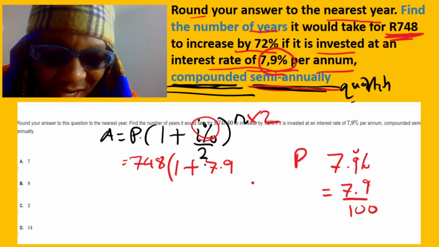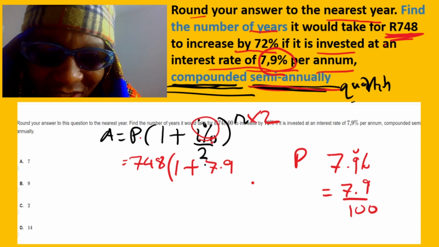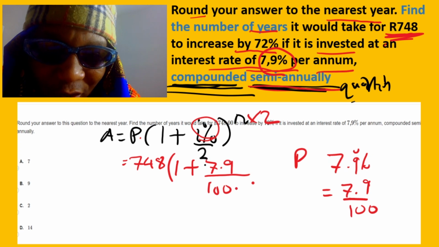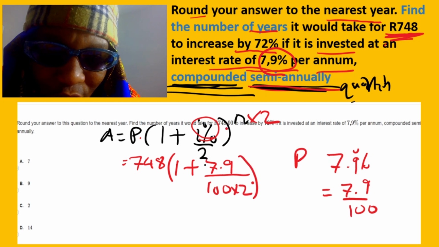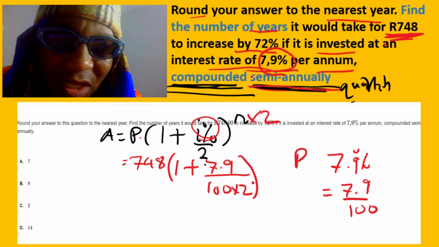Okay, so I could have said it. Now for that case, I'm going to say interest rate 7.9 over 100, and remember you have your 2, so you multiply by 2 and then you close the bracket. And how many years?